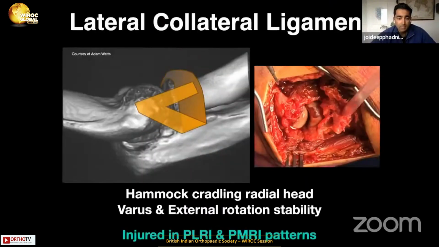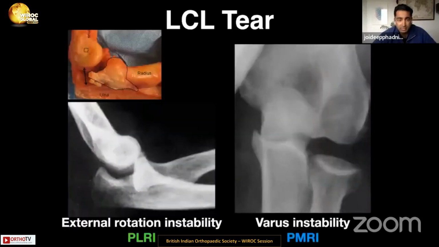The soft tissue that always requires repair in these fracture dislocations is the lateral collateral ligament, which acts as a hammock to cradle the radial head and also provides varus and external rotation stability, which I'll demonstrate for you. And it's injured in both posterolateral and posteromedial patterns and needs repair in both.